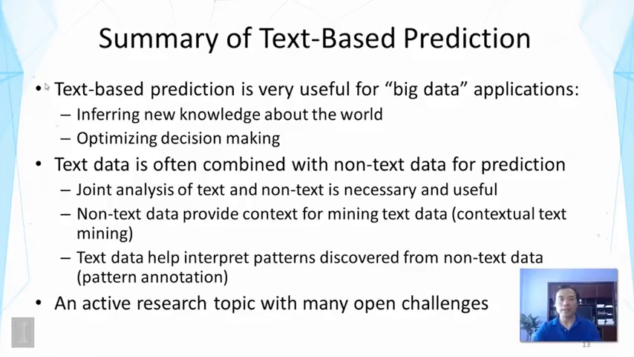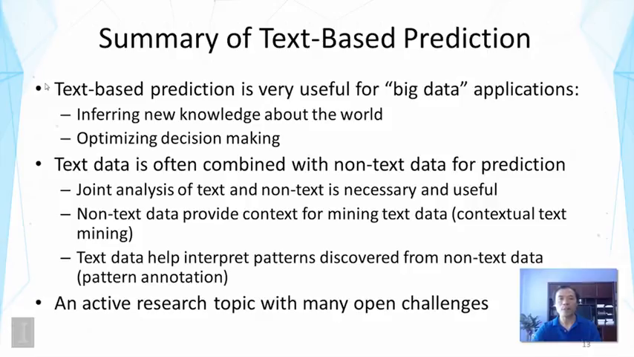So in the end, let's summarize the discussion of text-based prediction. Text-based prediction is generally very useful for big data applications that involve text, because it can help us infer new knowledge about the world, and the knowledge can go beyond what's discussed in the text. As a result, it can also support optimizing our decision making, and this has widespread applications.